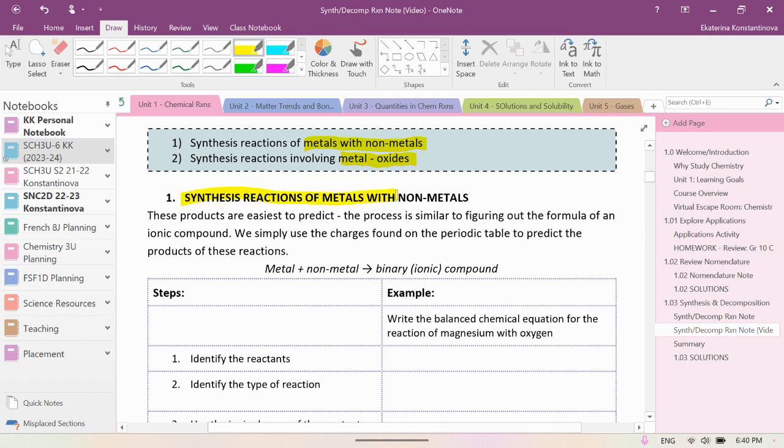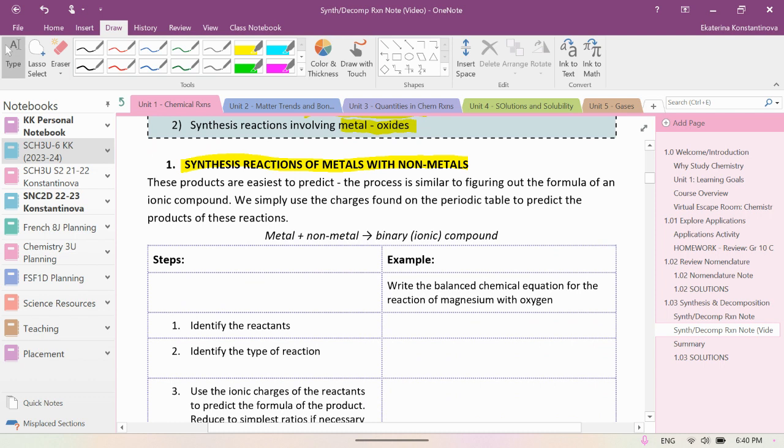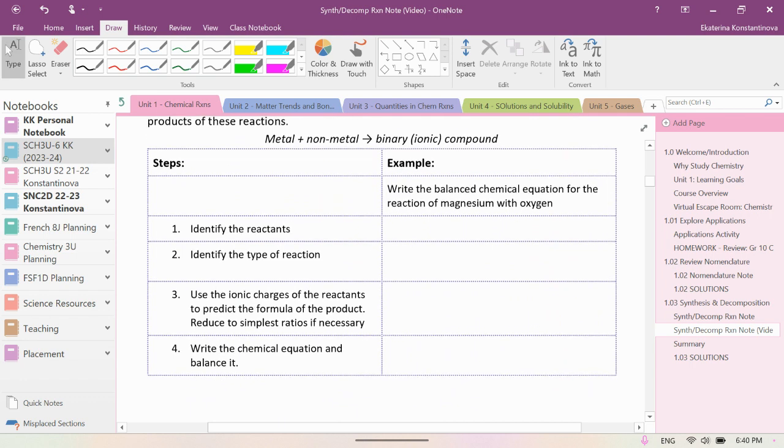Synthesis reactions of metals with nonmetals. These products are the easiest to predict. The process is very similar to figuring out the formula of an ionic compound. We simply use the charges found on the periodic table to predict the products of these reactions. So let's walk through the steps. And here's your general equation. Metal plus nonmetal will produce a binary or ionic compound.